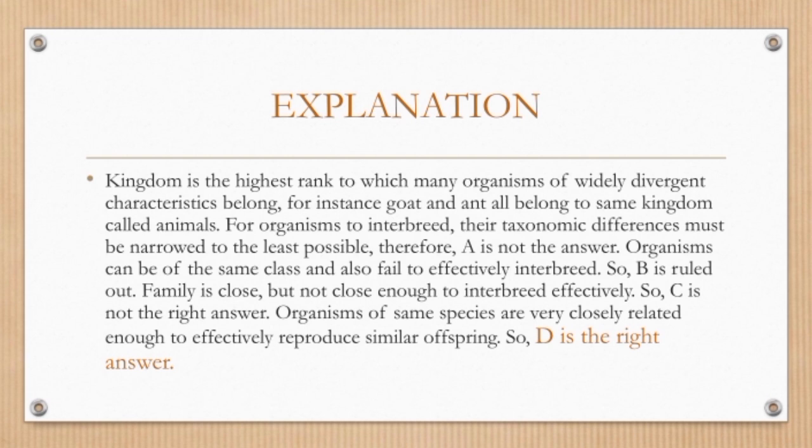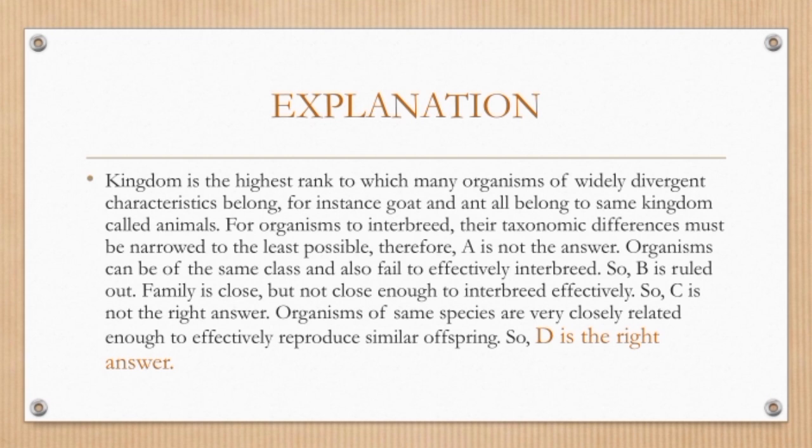And note that the species have closely related characteristics. These are animals that you can see are very, very closely related. In the example we gave, goat and ant, both of them are animals, but if you look at both of them, you see some things goats can do that ants cannot do. Those characteristics make them widely apart. So that is why D is the answer.